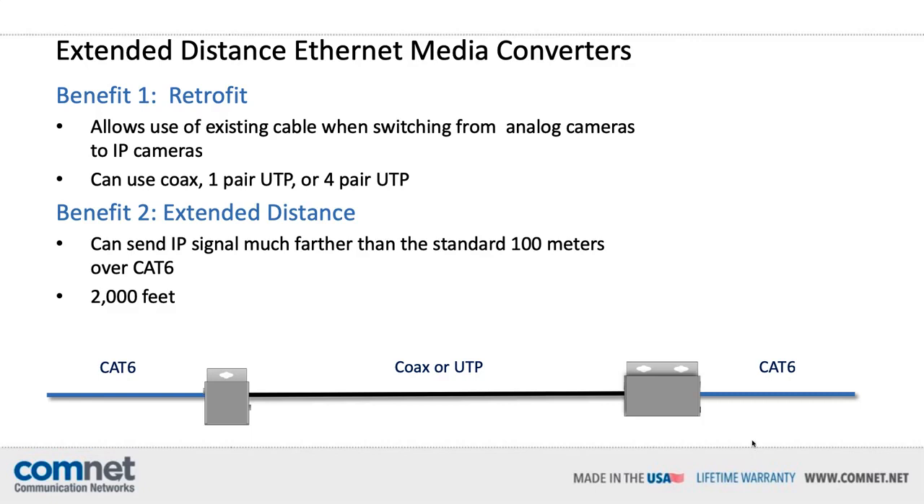The second most common benefit is being able to send an IP signal much farther distance than the standard 100 meters over Cat6 without having to switch to more expensive optical fiber cabling and optical fiber media converters. Many extended distance Ethernet media converters can transmit an IP signal over 2,000 feet.